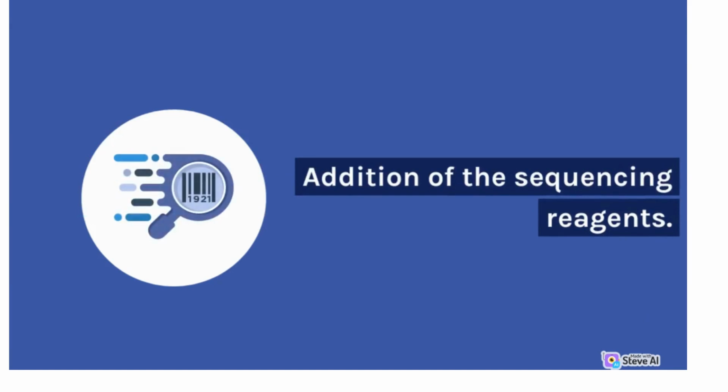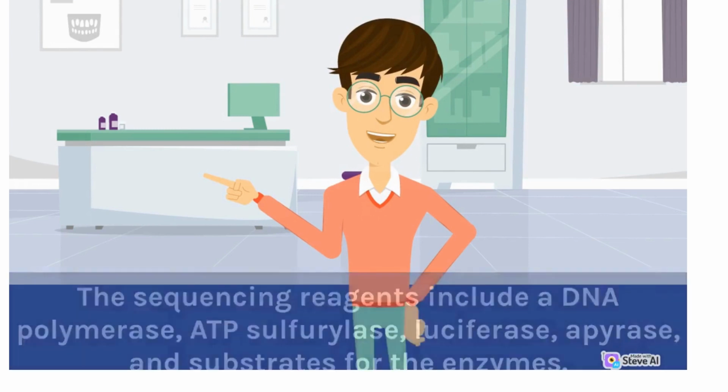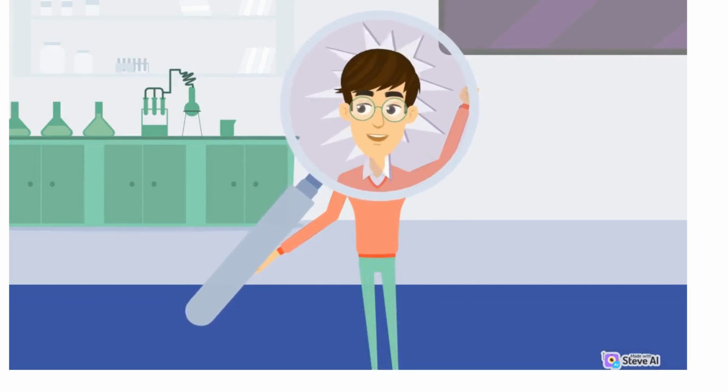2. Addition of the sequencing reagents. The sequencing reagents include a DNA polymerase, ATP sulfurylase, luciferase, apyrase, and substrates for the enzymes. The reagents are added in a specific order to the DNA template in a reaction chamber.